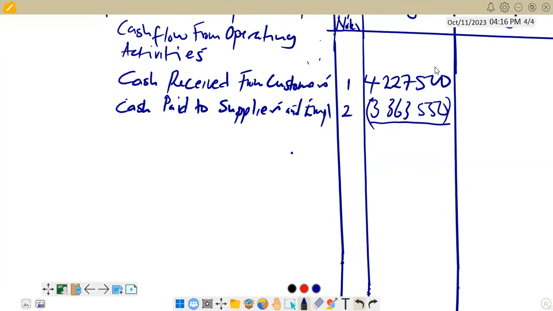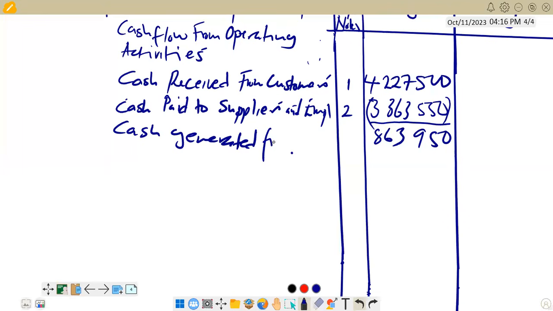So you now say 4,227,500. Then you subtract 3,363,550. And when you do that, you're supposed to get 863,950. And the figure that we are getting here is cash generated from operations. Cash generated from operations is 863,950.